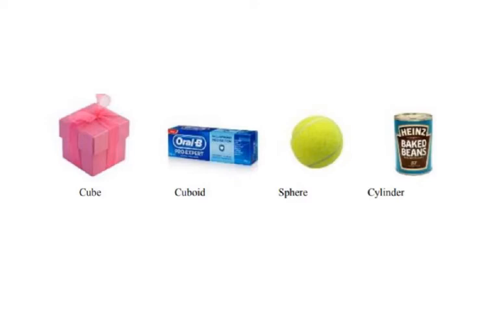The present is an example of a cube, or Oral-B toothpaste is an example of a cuboid. Sphere, we have our tennis ball, or you might have had a football or a globe. And the baked beans, like we said, is a cylinder.